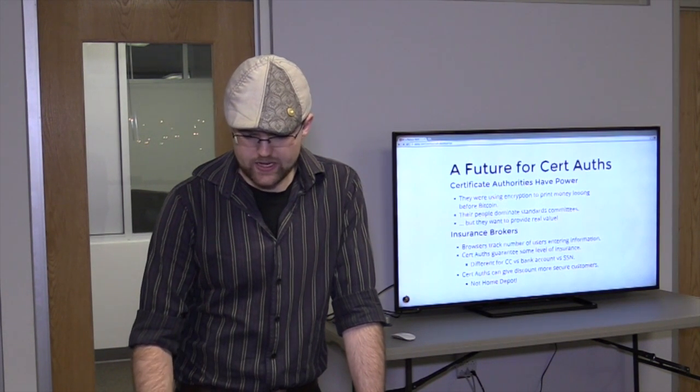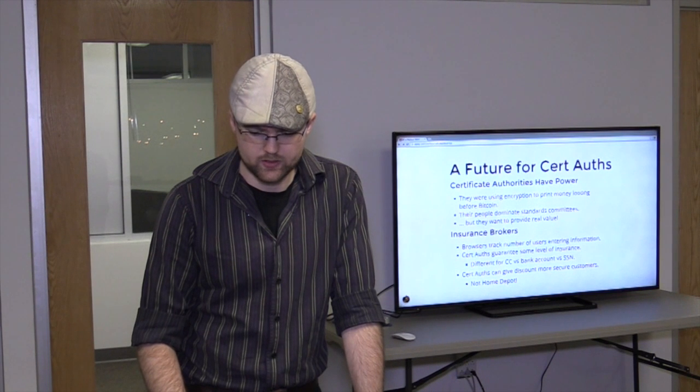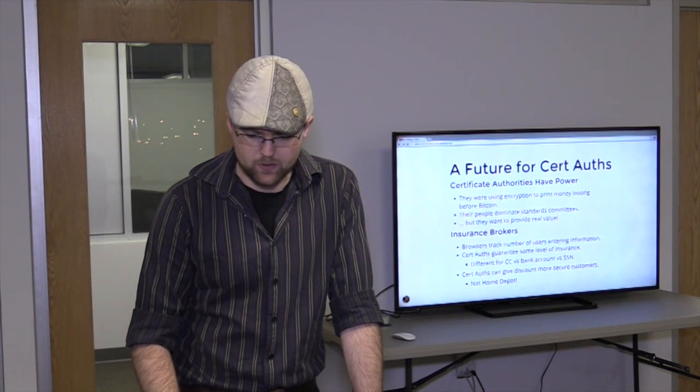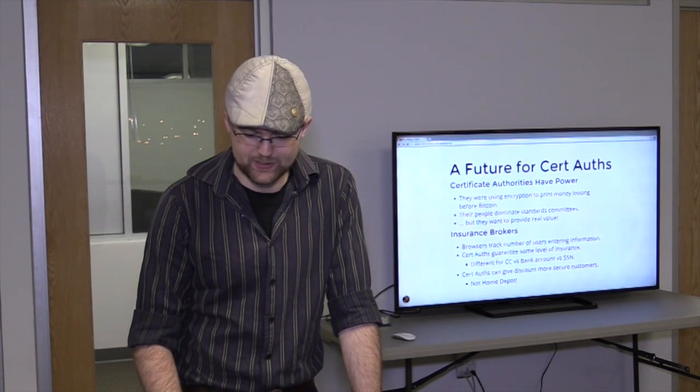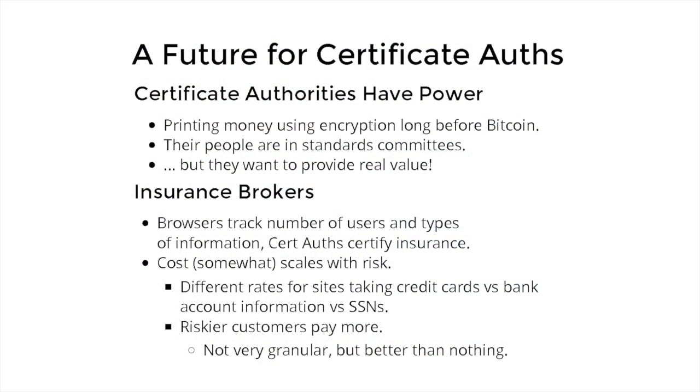I also think that we need to have a future for certificate authorities. Certificate authorities have a lot of power. They were using encryption to print money long before Bitcoin came around. Their people are in standards committees, and they control a lot of these standards and the way things are done.